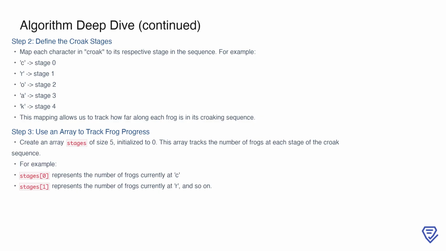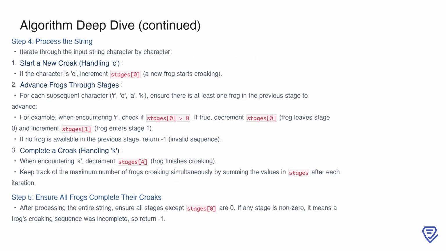For instance, stages[0] represents the number of frogs currently at the C stage, while stages[1] counts the frogs at the R stage, and so on. This approach enables us to efficiently manage the progress of multiple frogs as they move through the stages. To process the input string, we iterate through each character and update the stages accordingly. When we encounter C, we increment stages[0], indicating that a new frog has started croaking. For subsequent characters like R, O, and K, we check if there are frogs in the previous stage to advance forward. For example, when processing R, we ensure that stages[0] is greater than 0.